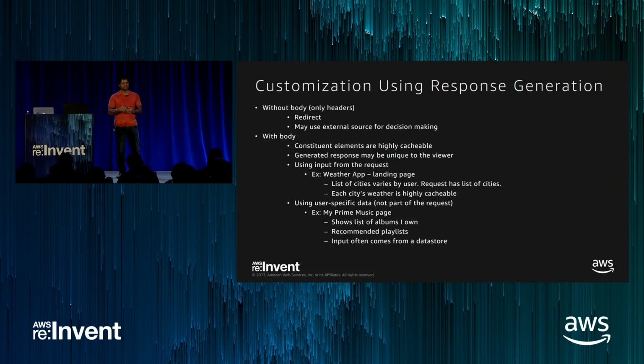Where it gets exciting is when you are actually generating a response with body, and it's possible. There's many ways you can approach this. One is where you are taking a collection of highly cacheable items, and you are now composing them together, which is unique to this particular viewer. Or sometimes it is also possible that you go look it up in a database, and you know who that user is, you get something about that user, use that to generate your response. And all of these are possible from both viewer request and origin request.